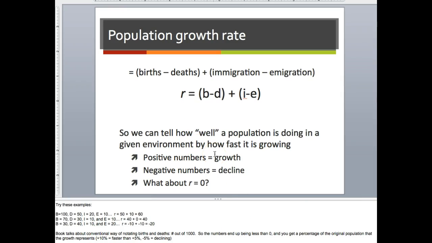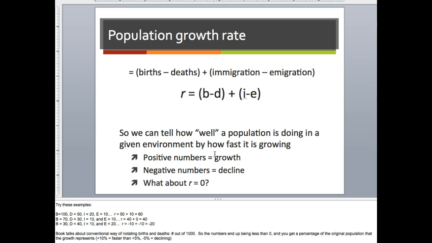So we can calculate things like population growth rates, which is the number of individuals that are being added to a population through time, by looking at the number of births minus the number of deaths, plus the number of animals coming into the population through immigration, minus the number of animals leaving the population through emigration. So we can tell how well a population is doing in a given environment by how fast it is growing. Positive numbers for this population growth rate R means the population is growing, negative numbers mean it's declining, and if R is 0, what do you think is going on? Population is stable, exactly. So down in the notes section of this slide, I have some examples you're welcome to work through.